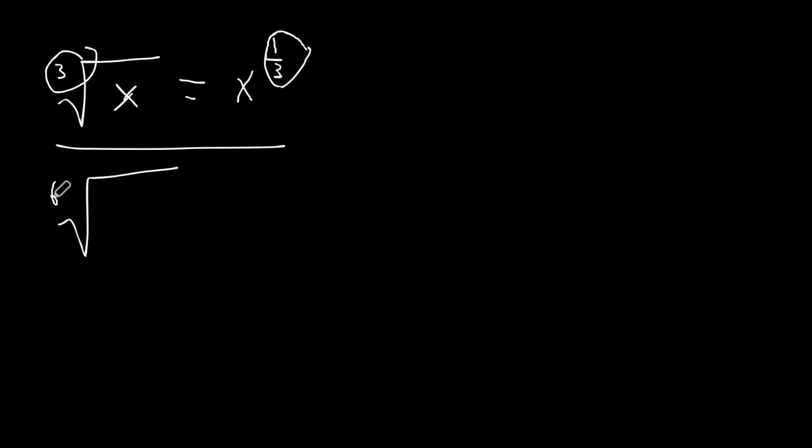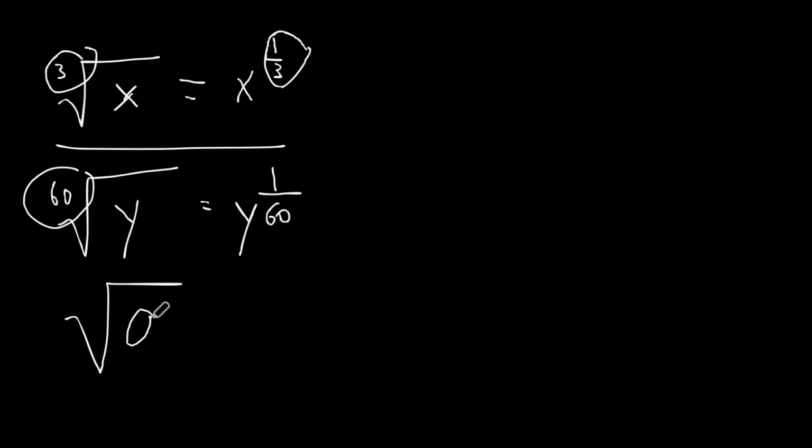So if this is 60, this becomes y to the power of 1 over this number, 60. So basically the formula is a to the power of 1 over n. So that's how you do it. There are basically just 3 things for you to remember.